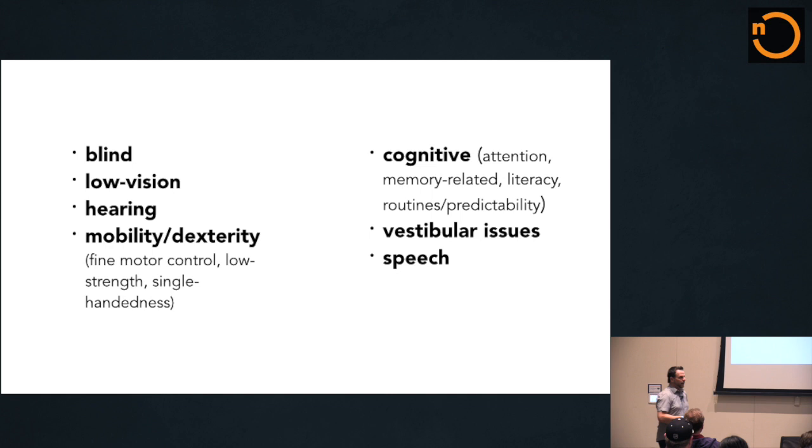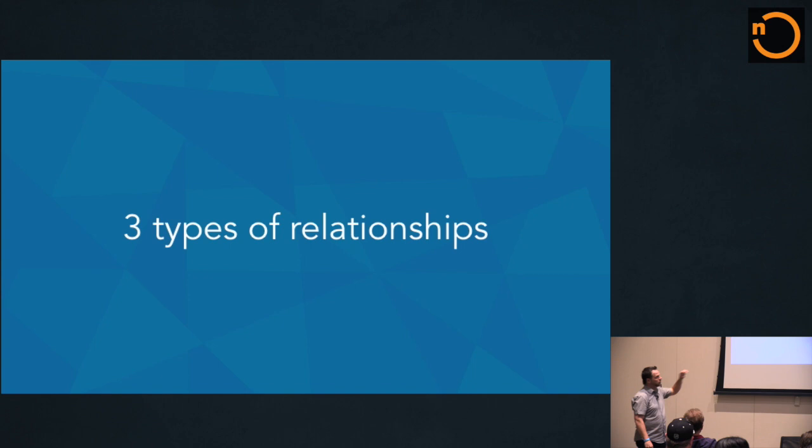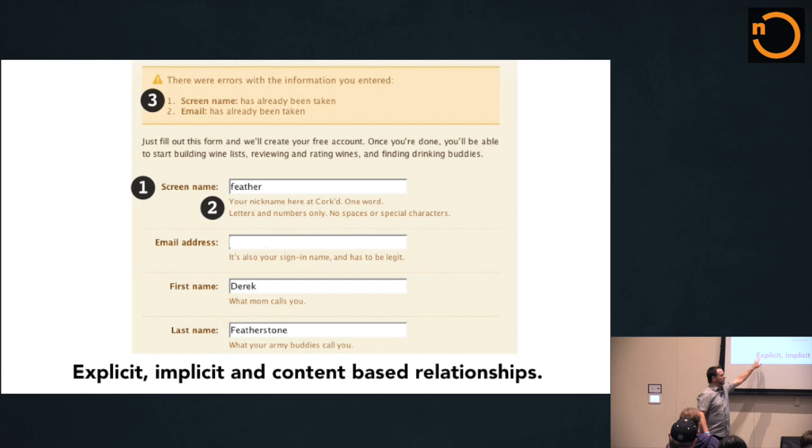So here's a quick overview of three types of relationships that you have in a page, and I'm showing you this because of the words that I just said I wasn't going to say. Screen readers. So we have three types of relationships in a page that exist. So this is a typical form. We have an explicit relationship, implicit relationships, and content-based relationships. So an explicit relationship is a programmatic relationship. So if you look at this contact form where you're choosing a screen name, you can see right there by the number one, I've got a label for that form field, screen name. That is programmatically tied to the form field. That's what we call an explicit relationship.